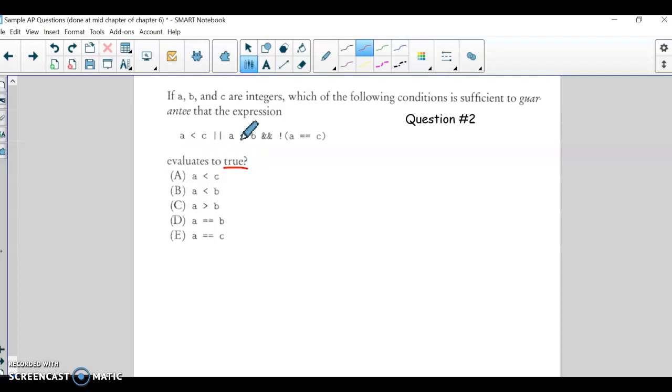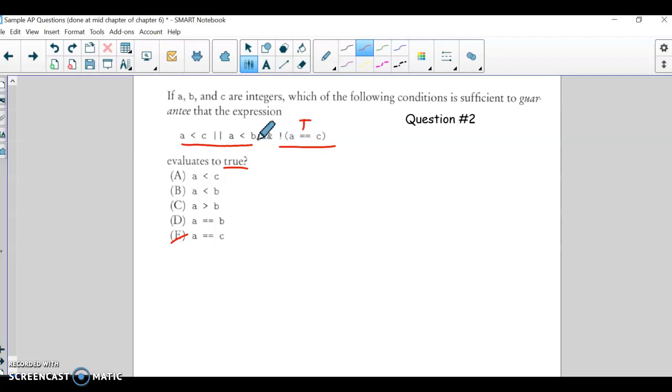All right, and so the way this evaluates is it'll go left to right, so it'll do this OR first, and then take that result and AND it with this. So basically, in order for this to all be true, this statement needs to be true here. So A cannot be equal to C. So for sure E is out, right? Because in order to be true, they have to be not equal.